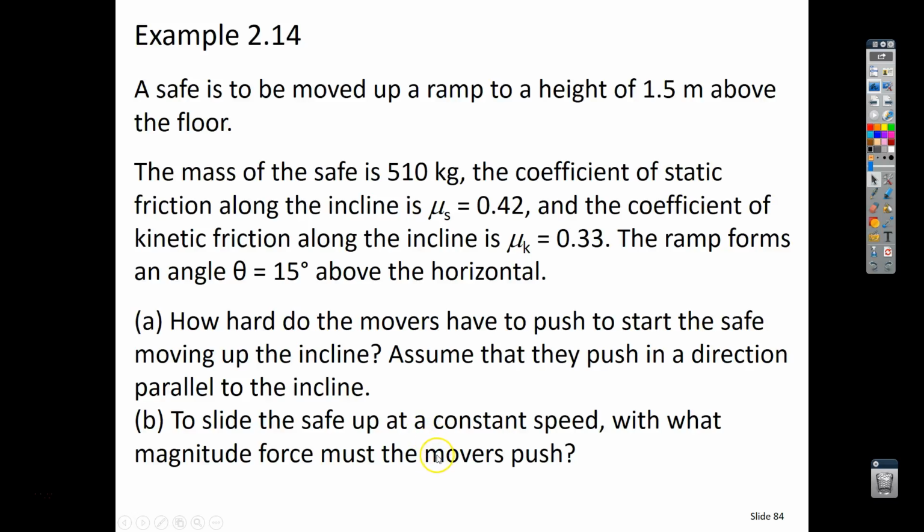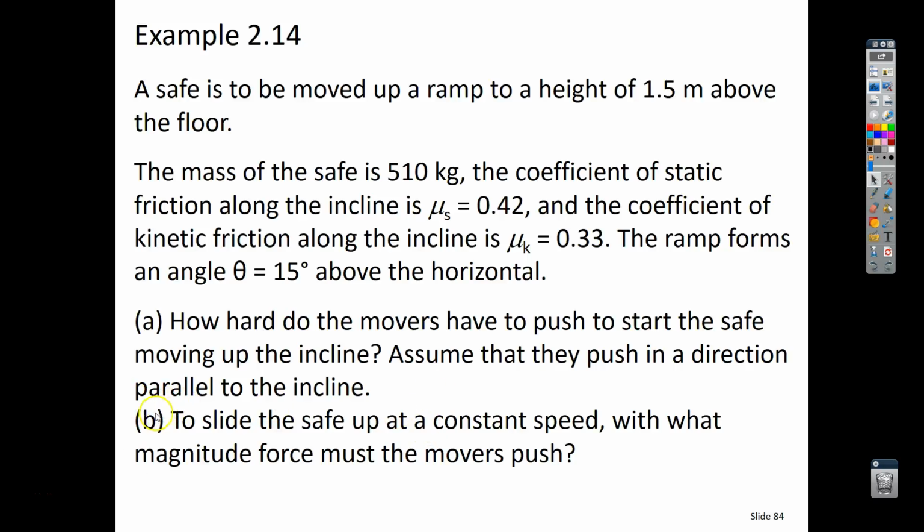It says the safe is to be moved up a ramp to a height of 1.5 meters above the floor. In order to do that, it says the mass of the safe is 510. The coefficient of static friction is 0.42. So remember, that's friction when it's not moving. And the coefficient of kinetic friction is 0.33. The ramp has an angle of 15 degrees. They want to know how hard the movers have to push to start the safe moving up the incline. So that's breaking the static friction.